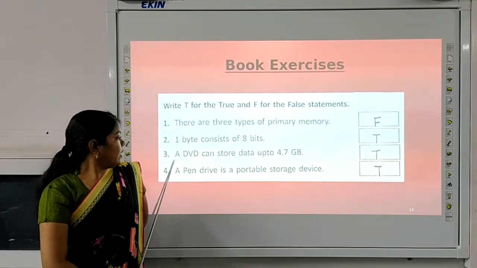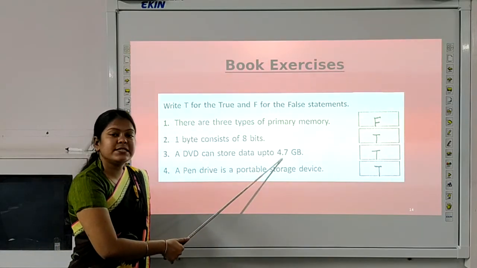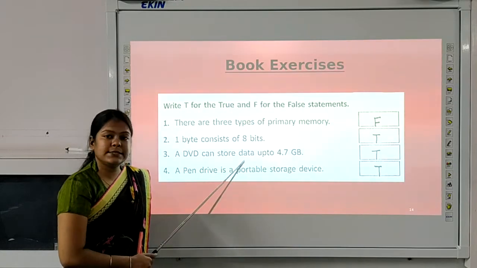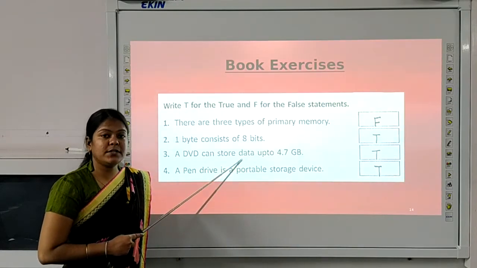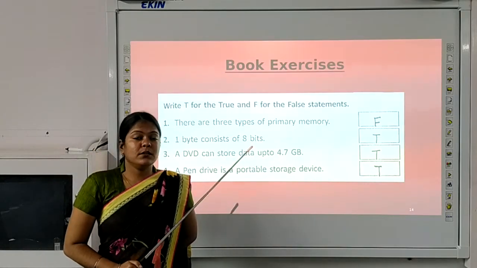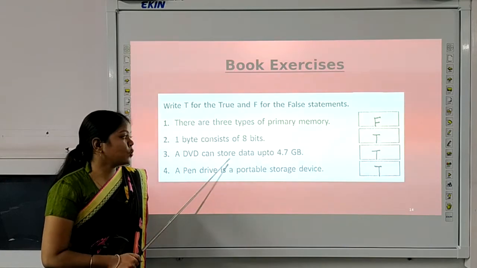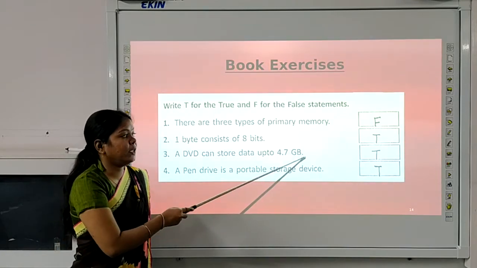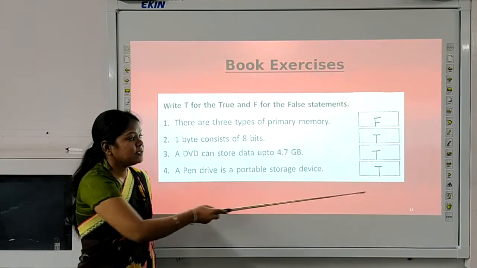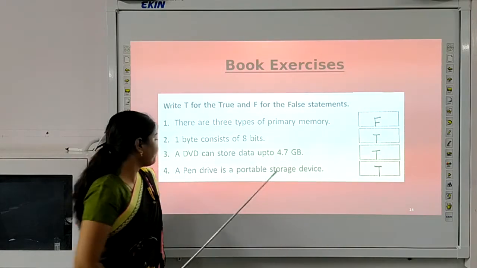Next, a DVD can store data up to 4.7 GB. Students, this is a true statement because we have discussed that a DVD, which is a type of secondary memory, or we can say a type of storage device, can store data up to 4.7 GB. Here GB stands for gigabyte. This statement is also true. So you have to write capital T here, students.